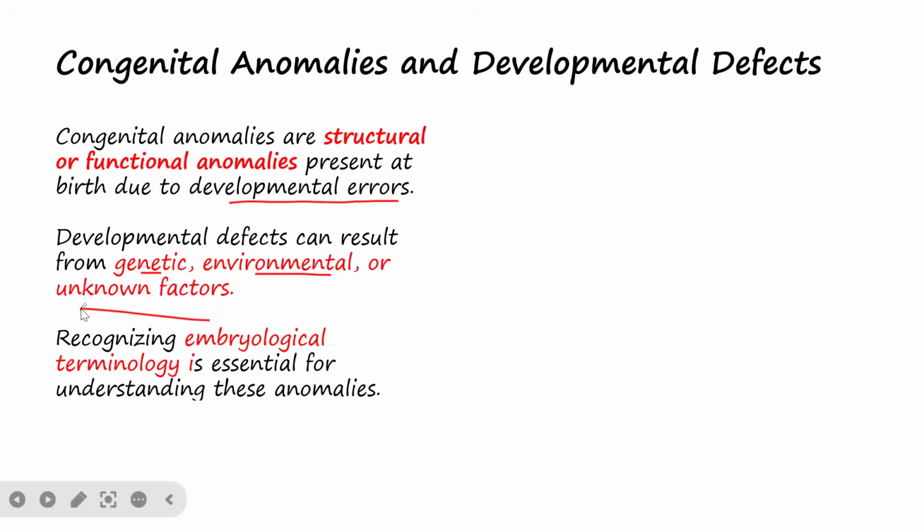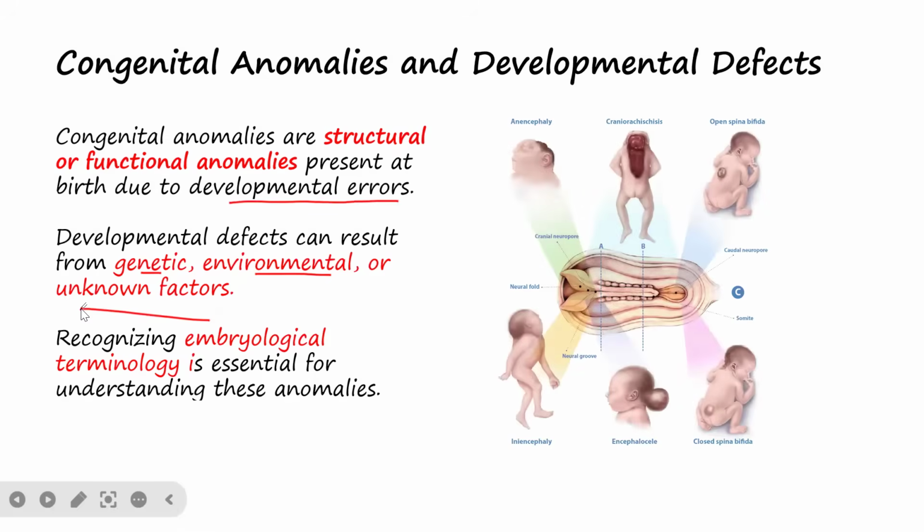Recognizing embryological terminology is essential for understanding these anomalies. These are some of the congenital anomalies like anencephaly, encephalocele, closed spina bifida, and open spina bifida. All these are examples of congenital anomalies.